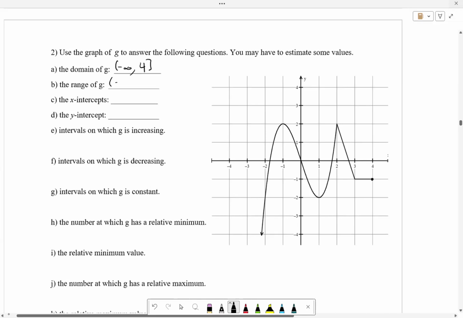That's why the range of g goes from negative infinity. Does it go up to forever? No, it just goes up to how high? 2. Those are the y values. That's the range of g.